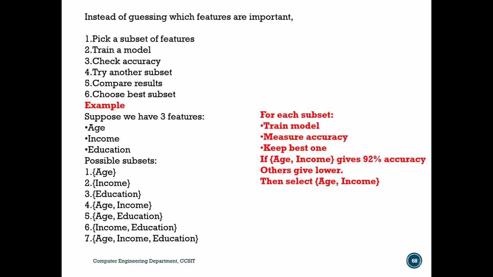So what are we going to do in the wrapper method, forward and backward? Possible subsets: we can take age, income, education. Now I make age and income, age and education, and so on. After that, for each subset we train the model, measure the accuracy for all, then keep the best one.